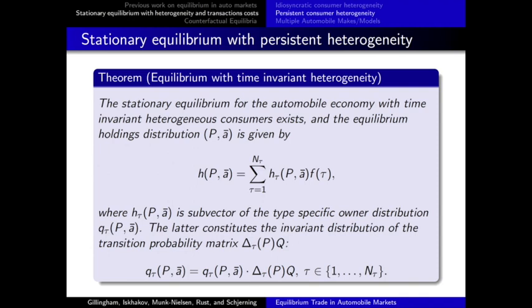And then in equilibrium, you can derive the aggregate holdings distribution by summing over all the different types and weighting with the type probability. Now h tau is a subvector in the type-specific ownership distribution Q that also exists. Remember that this has an additional element with the fraction of people in the outside share, the outside good. This type-specific ownership distribution is an invariant distribution on the transition probability matrix delta tau times Q.